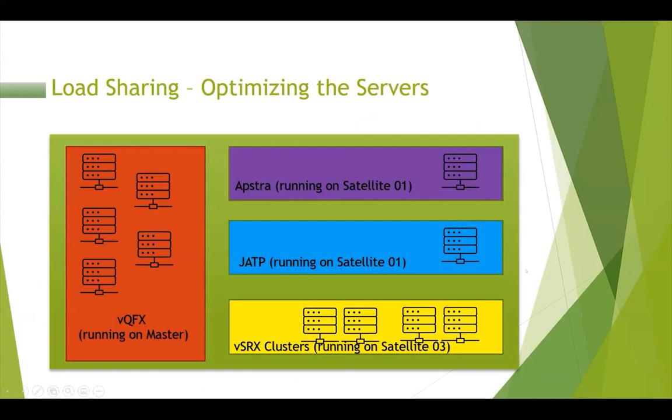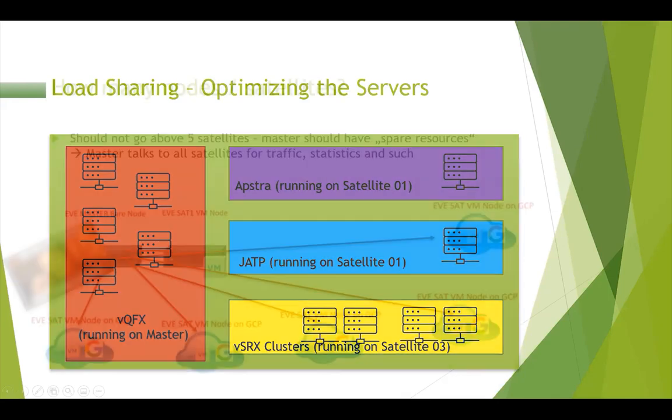As you can see, this is even more structured. So I said, okay, the JATP is on one satellite, the VSRX clusters are on a satellite, and the Abstra is running on a satellite, and the VQFX fabric that I've created, the spine leaf topology, was running on the master. So yeah, you can really play around with it and start to have a look at the different options that your server vendor might bring. Some of them can easily be made more powerful, some of them are not. So always make sure to use everything to your advantage.